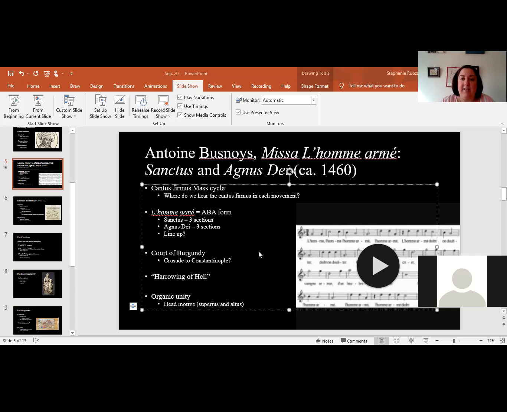So let's listen to a little bit of the Sanctus and a little bit of the Agnus Dei. And the question that I want you to meditate on as we listen to each movement is, where do you hear that cantus firmus? Where do you hear the L'Homme armé tune in each of the movements? So let's do the Sanctus first.